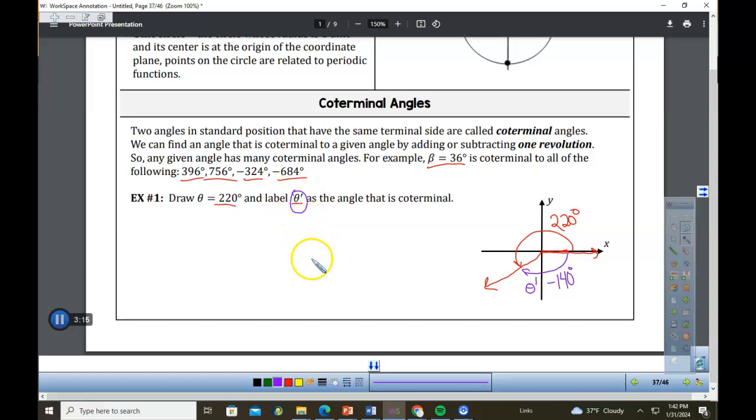Now there's other options too, right? Like I could have done 580, because I could have just added 360 to 220. In fact, I could have done 220 plus 360k, where k is an integer. I could have subtracted or added 360 as many times as I want, and they're coterminal angles. Okay?